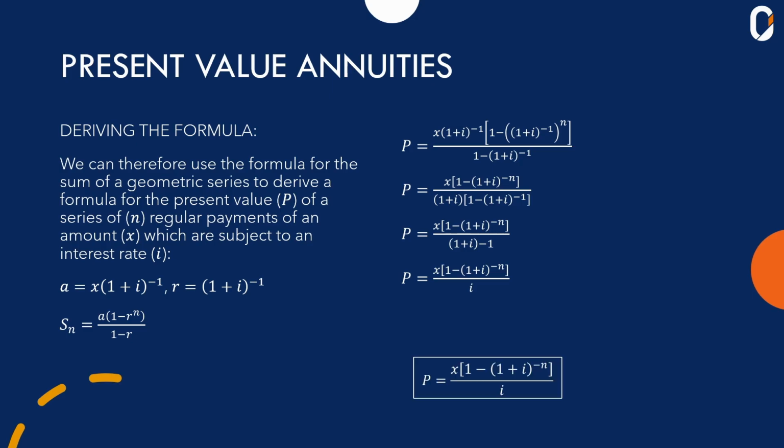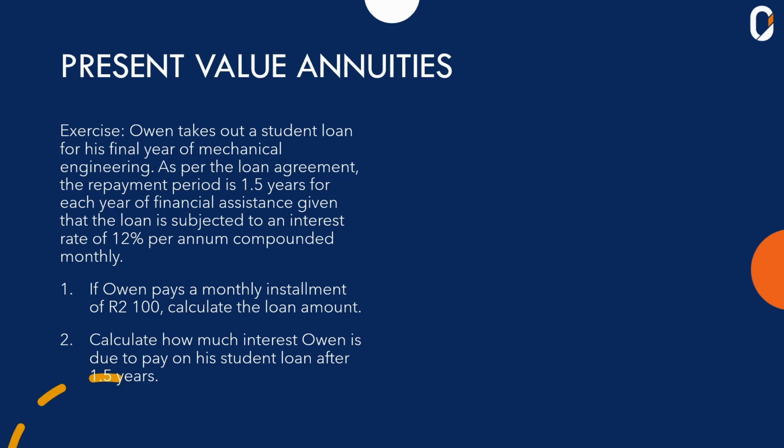And that is the formula that we are now interested in. P is equal to x multiplied by 1 - (1 + i)^(-n), all divided by i. And now, in that formula again, we can make x the subject of the formula to have this new formula, x equals P multiplied by i, all divided by 1 - (1 + i)^(-n). Now, let's take a look at an example.